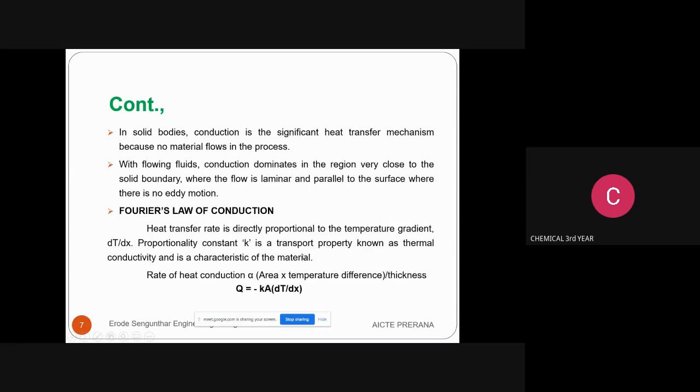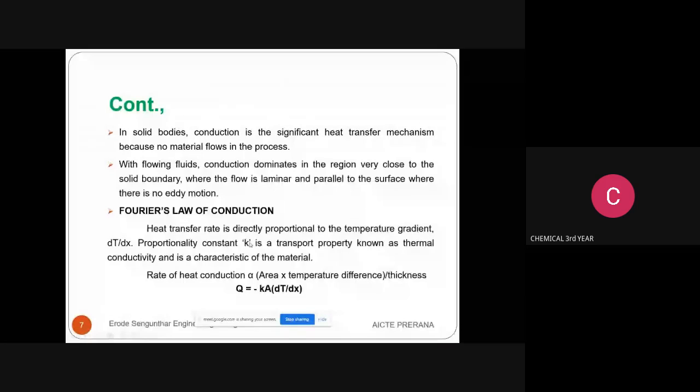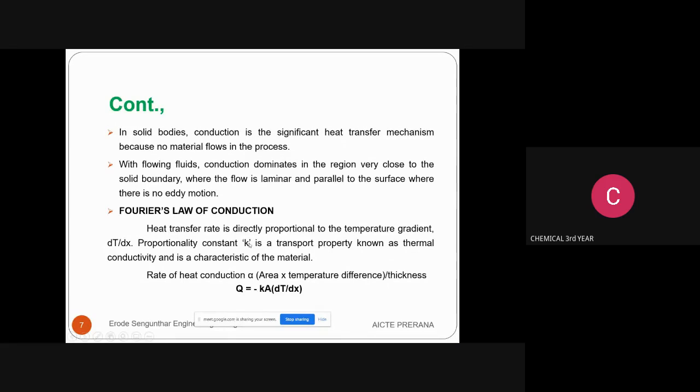dT by dx is the temperature gradient. So here I have mentioned dT by dx, and this is proportional. These two things have a proportionality, right? So to cancel that proportionality, we give a constant. That proportionality constant is k here. And this k is nothing but the transport property of that particular material. We are giving the proportionality constant only, but that constant itself shows the transport property of that material.